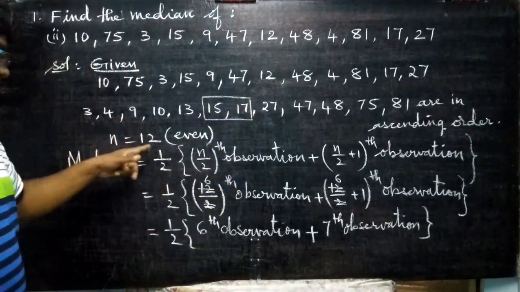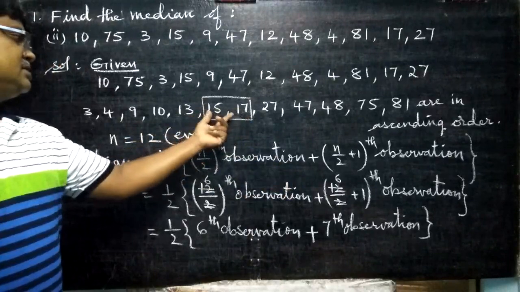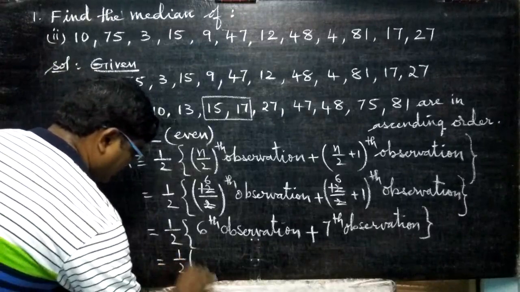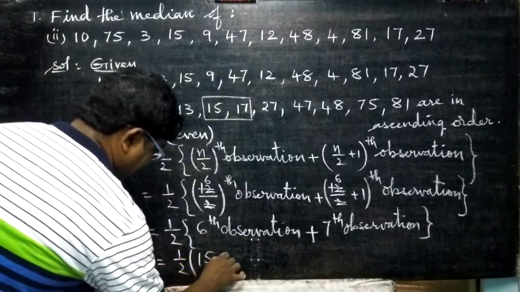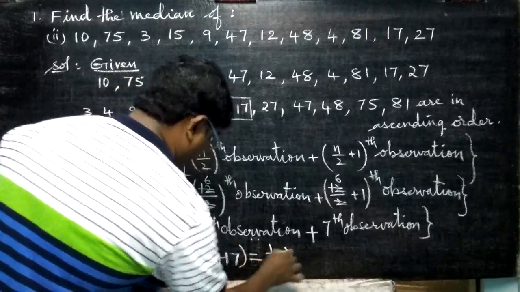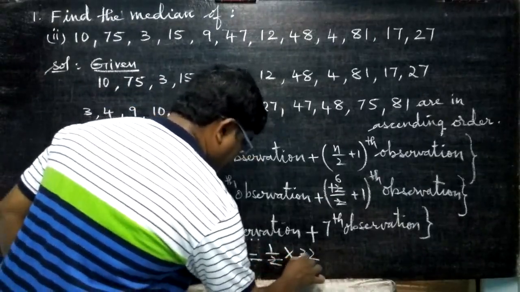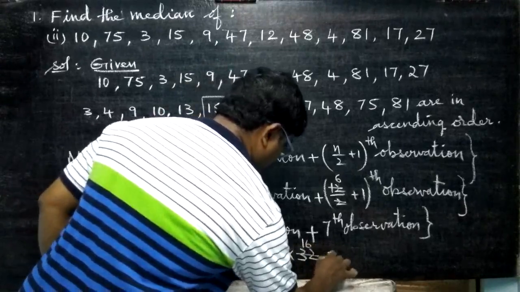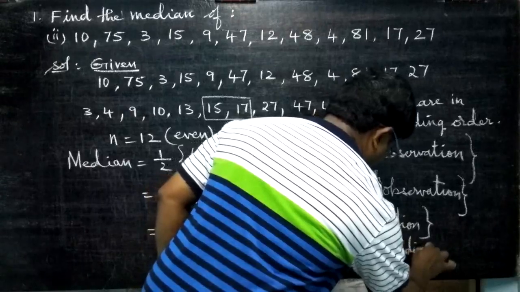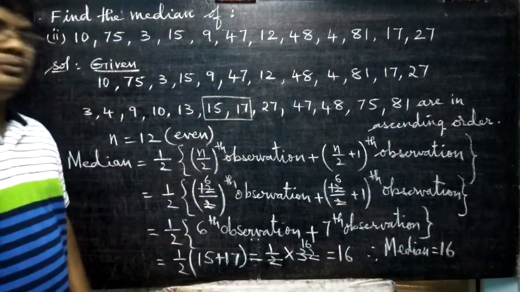Mentally we can do 12 by 2, 6th, and 6 plus 1, 7th. 6th and 7th. So, half of 15 plus 17, that is half into the sum. 32 will come. 2 goes in 32 sixteen times. So that is equal to 16. Therefore, median is equal to 16. This is the way: you have to add, then divide by 2.